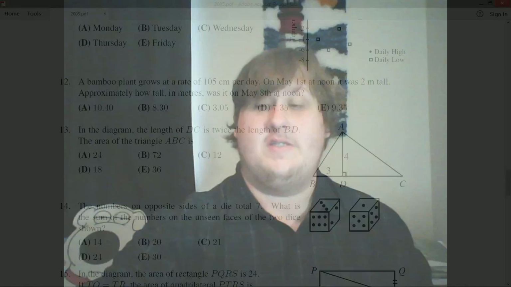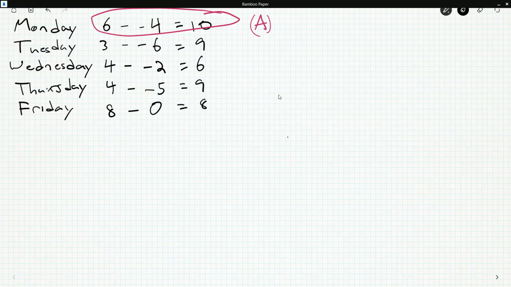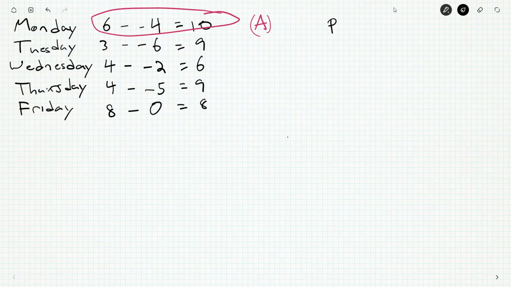Now they ask us in meters, but the growth rate they gave us is in centimeters. We want to combine our units properly, so the first thing I'm going to do is say the growth rate isn't 105 centimeters per day, it's 1.05 meters per day. Okay? So that's the first thing we're going to do. So our plant here, 1.05 meters per day.